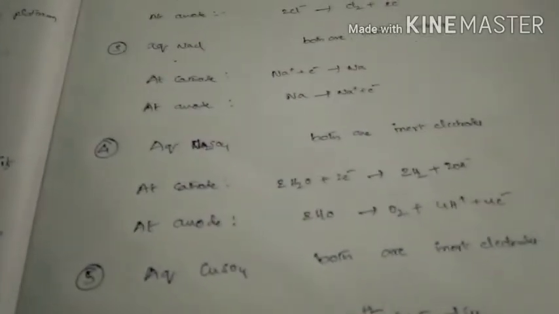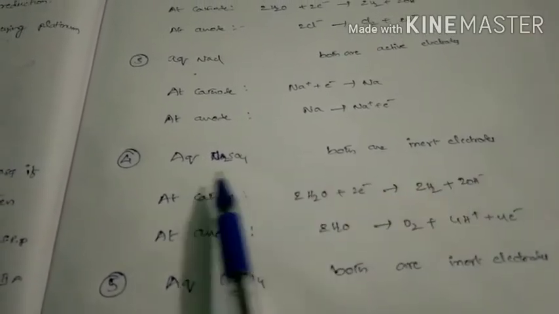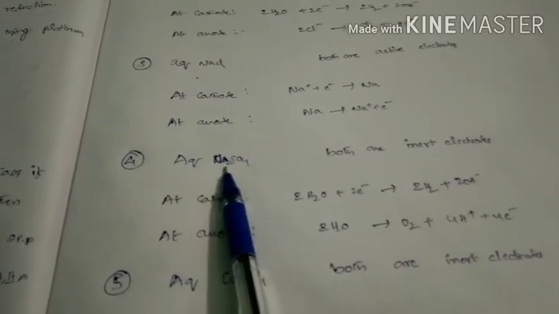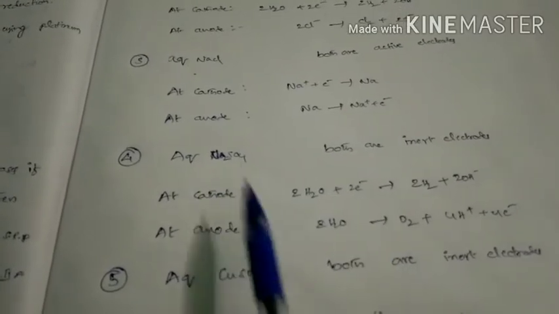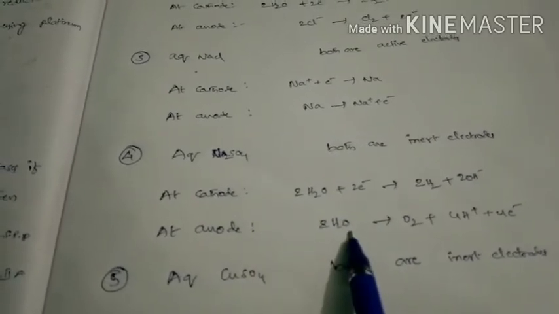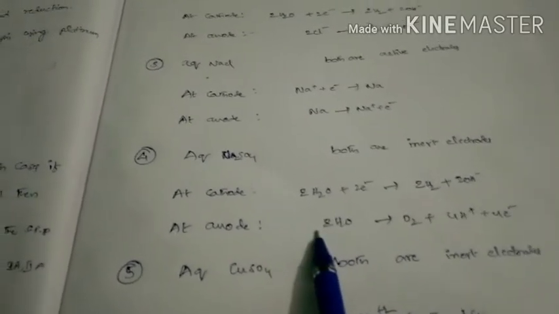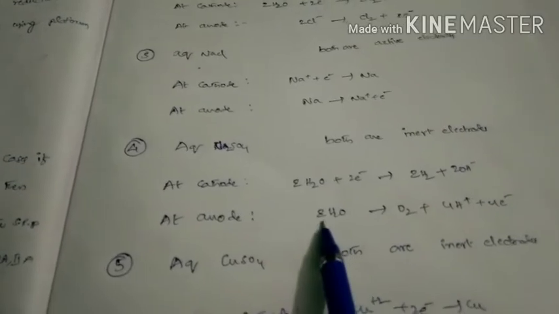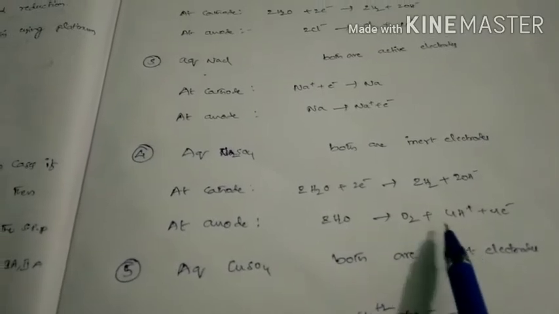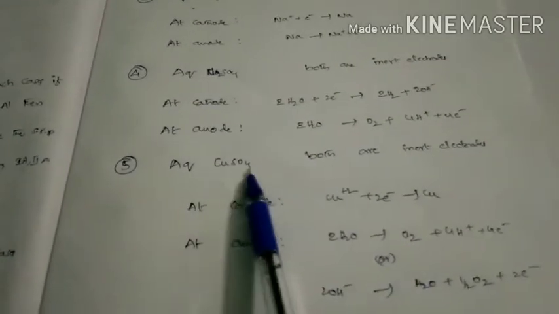Next, one more example: aqueous Na2SO4, both are inert electrodes. If inert electrodes are given, then we have to see this. In Na2SO4, sodium is a 1A group element. In such cases, water undergoes reduction. Here SO4 minus 2 is the anion, that means oxyanion. Here also water undergoes oxidation. That means at the cathode and anode, water undergoes reduction and oxidation respectively. Or I told you one more equation, that is 2OH minus gives H2O plus half O2 plus 2 electrons. You can write that equation also. That will also be correct.